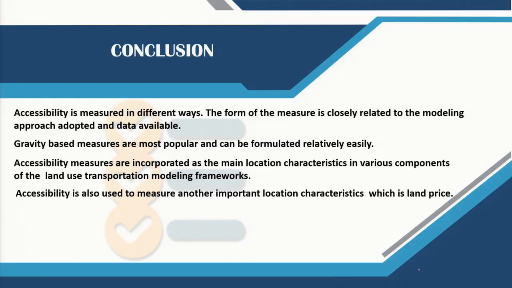That means this sort of gives the attractiveness for a particular area, and accessibility is also used to measure another important location characteristic, which is land price. So the next module, the next lecture, will be on land price. There we see that accessibility plays a large role.